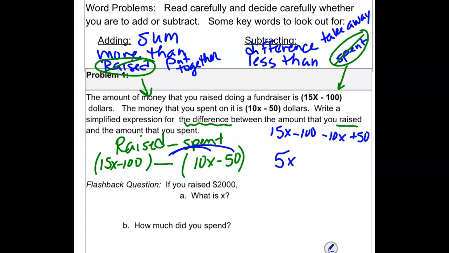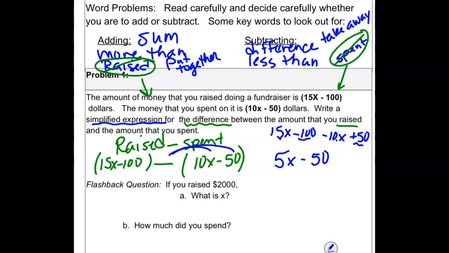Agree, disagree? 15x minus 10x would be 5x. Negative 100 plus 50 would be negative 50. Okay, so that is our simplified expression for the difference between those two amounts. Then it says, if we raised $2,000, what does x represent?